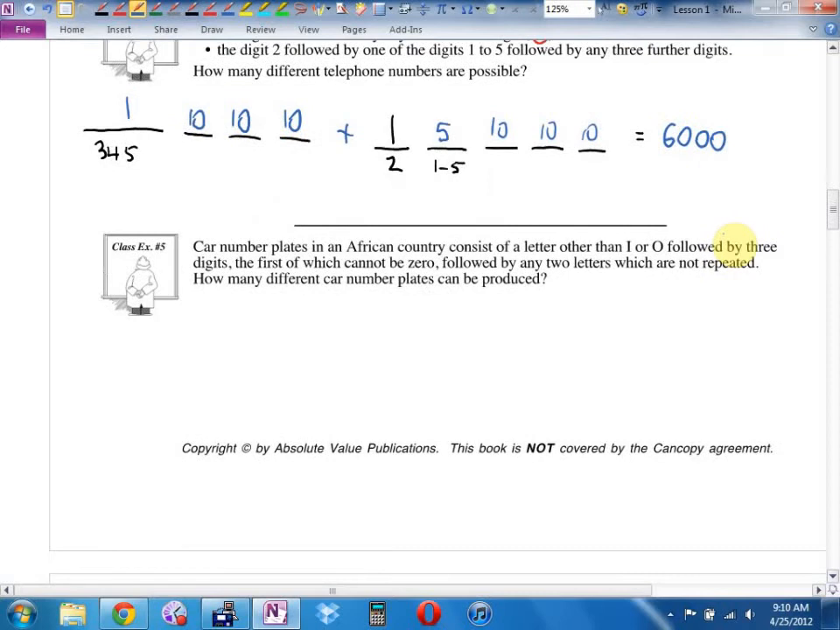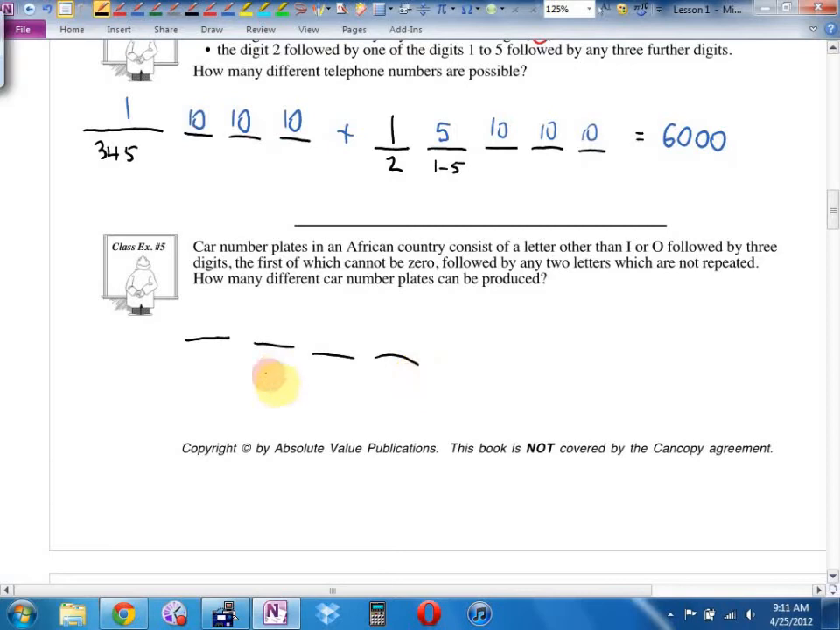Car number plates in an African country consist of a letter other than I or O, followed by what, Katie? You say 3? 1, 2, 3. Oh, it gives me a restriction right after that. It says the first what, Katie?